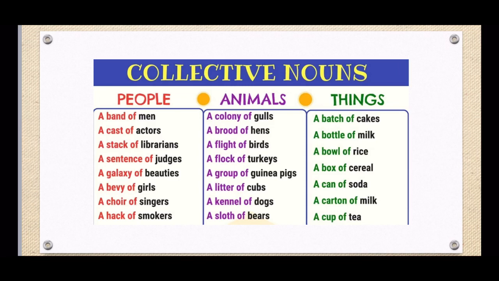Lastly, we have things, right? So we have a batch of cakes, a bottle of milk, or a bowl of rice. And then we can see again how we are putting these single things into a group, right?